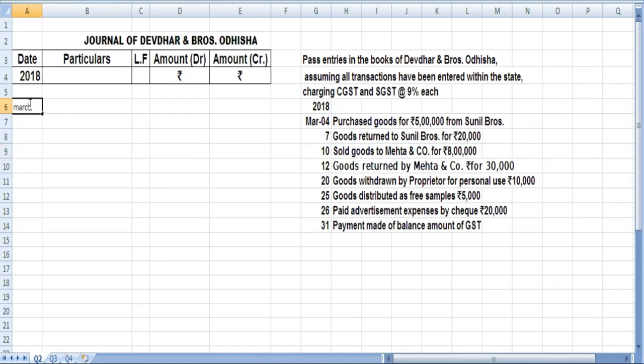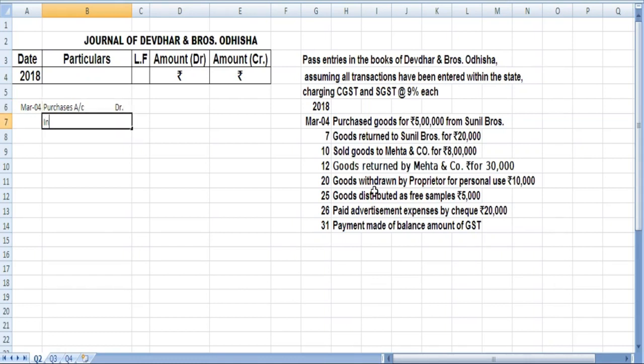The first one is March 4. It says purchase goods for rupees 5 lakh from Sunil Brothers. Now students, since we will be charging the state and the central GST, whenever we purchase, that is our expense. So along with the purchase we will have to give the GST, either state or central. Normally we debit the purchases account, because according to the nominal account it has to be debited as it is an expense.